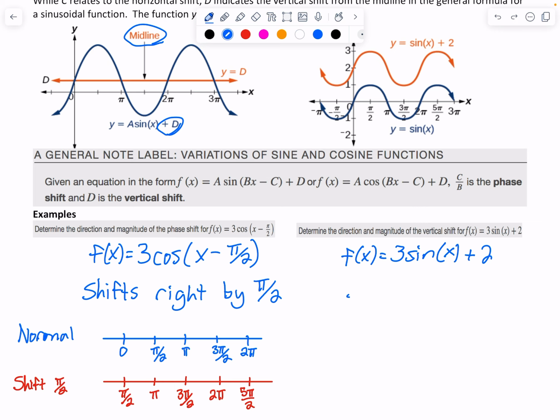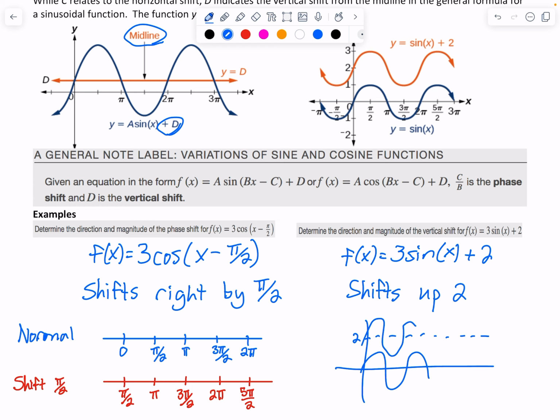So this shifts up 2, which means my midline would no longer be on the x-axis. It would be 2 units up. So when I'm graphing this, right, I have my x-axis, and then I'd be like, okay, here's 2, and I know the midline is right there. And I would graph my function based around that midline instead of here. It would base around there. We'll get some examples in.